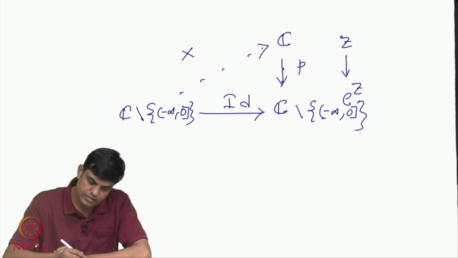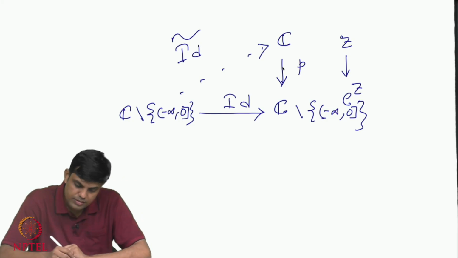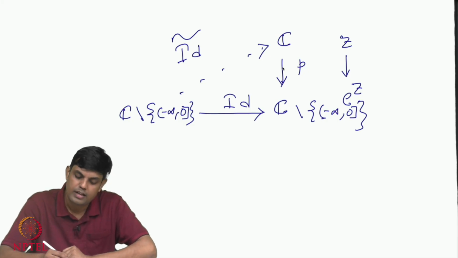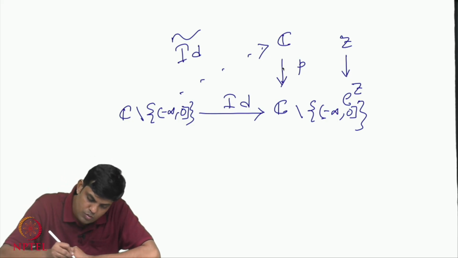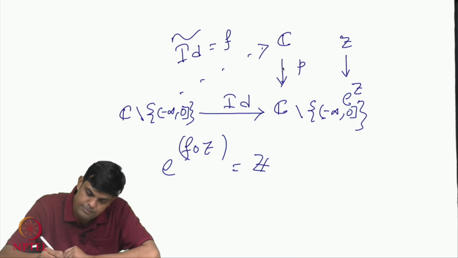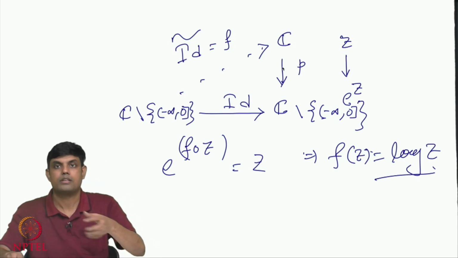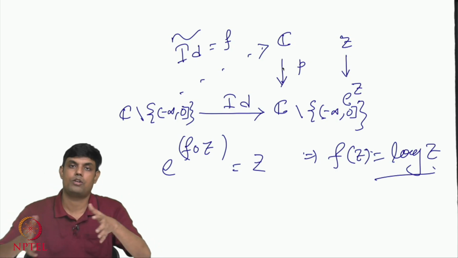So this identity admits a lift, which is identity tilde, and which tells you that this map from C minus 0 to C, let us call it f, has the property that e to the power f of z is z, which tells you that f of z behaves like log of z.